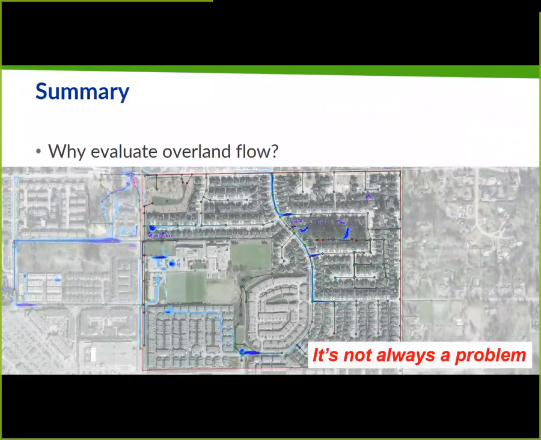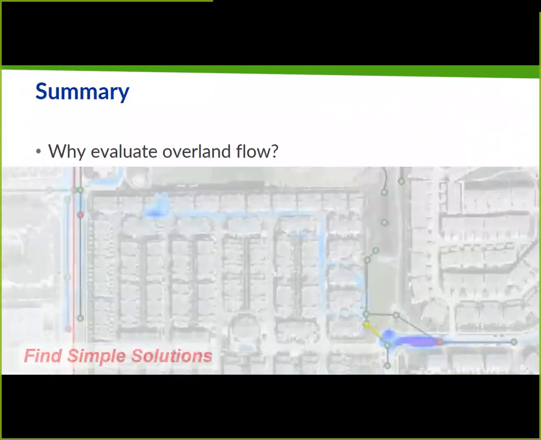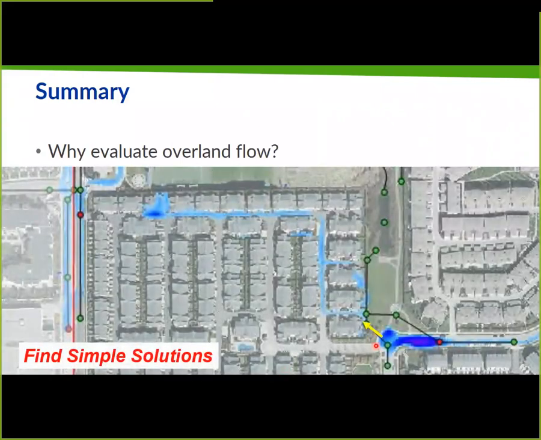Another reason is that it's not necessarily always a problem. And in some cases, there's actually really simple fixes. So in this case, there was an option to build a really small berm here to deflect this water and make it flow north into a detention pond where it was really supposed to go anyways. So cheap fix mitigates a whole bunch of flooding damage to these townhouses.